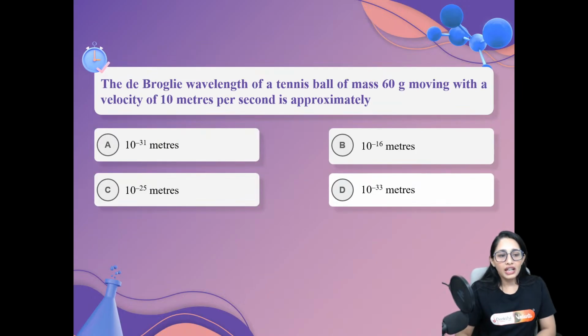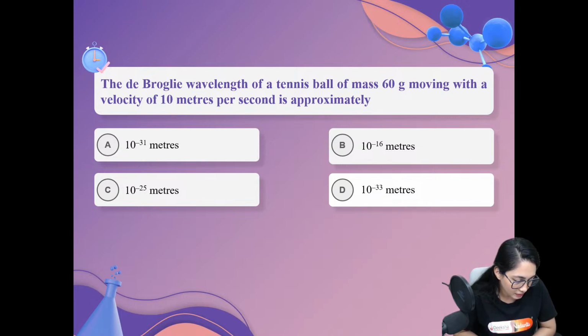Hmm. So next, the de Broglie wavelength of a tennis ball of mass 60 grams moving with a velocity of 10 meters per second is approximately dash. Yes, the de Broglie wavelength of a tennis ball of mass 60 grams moving with a velocity of 10 meters per second is approximately dash.